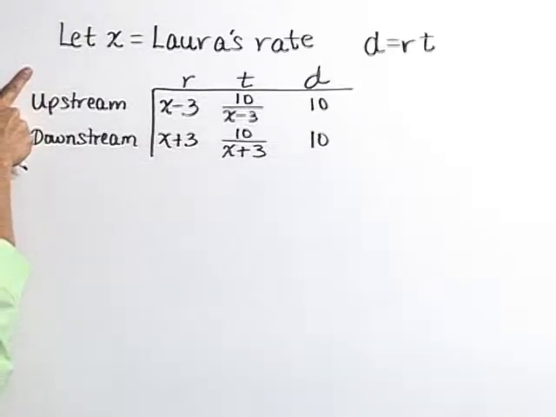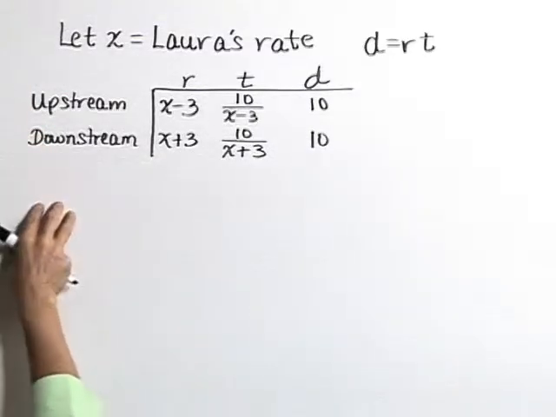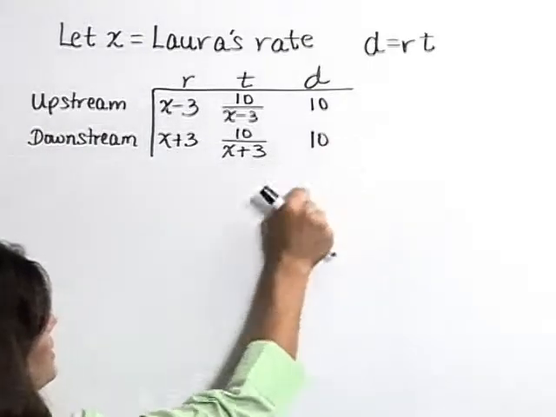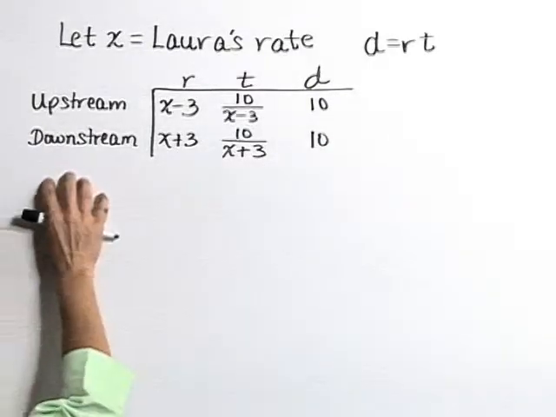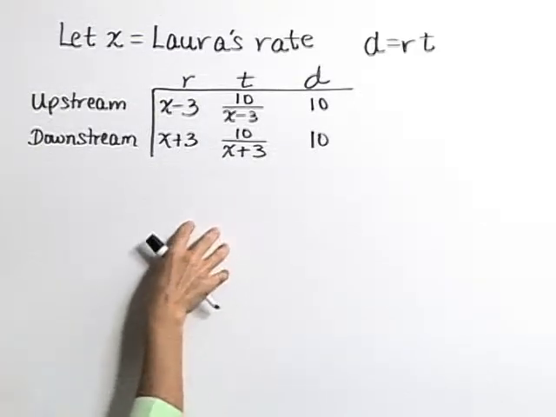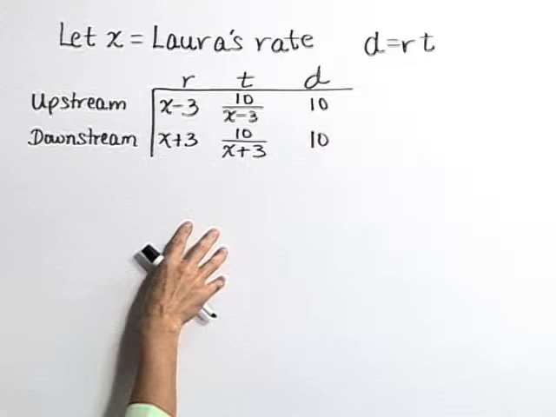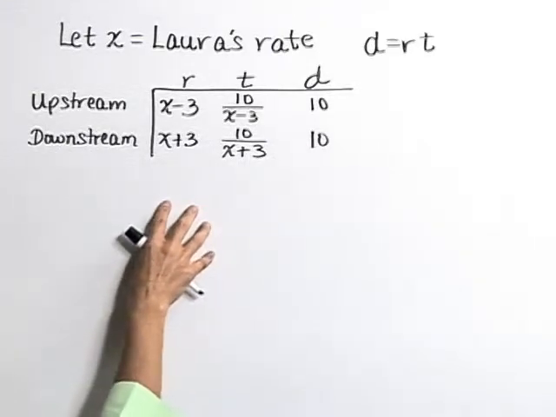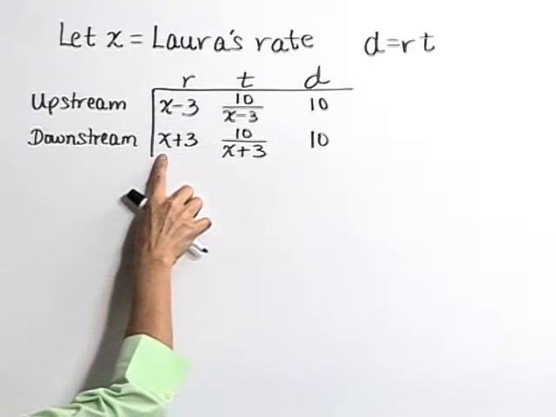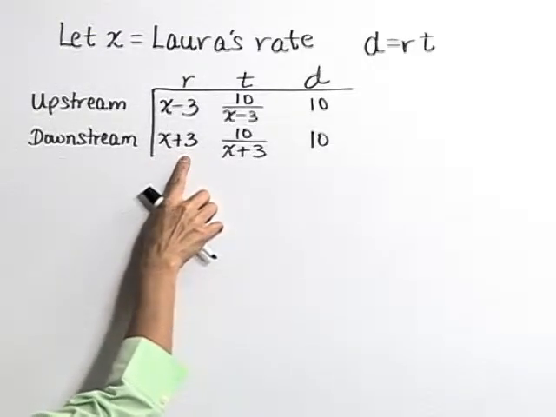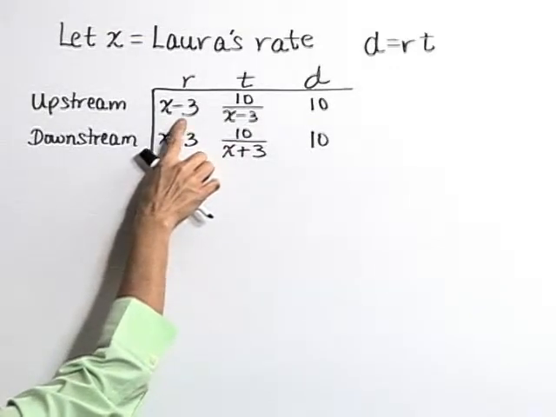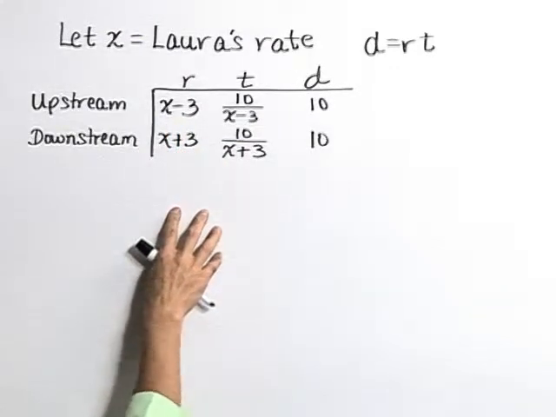Let's let x represent that thing we're trying to find, Laura's rate. Let's make a note that this is a distance, rate, and time problem. And let's use a table to organize our information and use that to write our equation. Now, if the rate of the current is 3 miles per hour, then downstream, Laura can go her paddling rate plus 3, or x plus 3. Upstream, she's fighting the current, therefore her rate is slower, it's x minus 3.